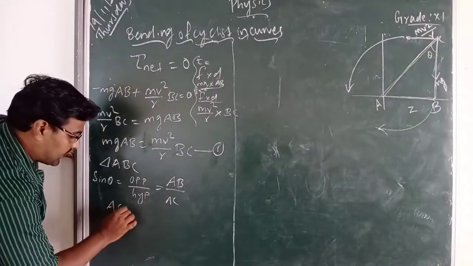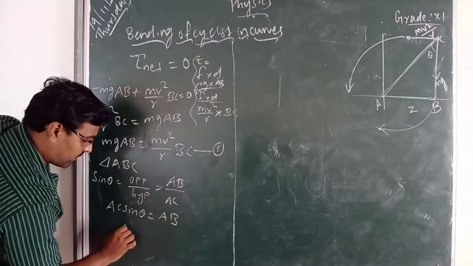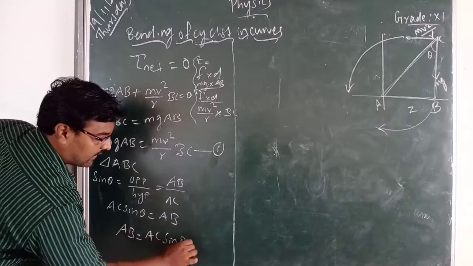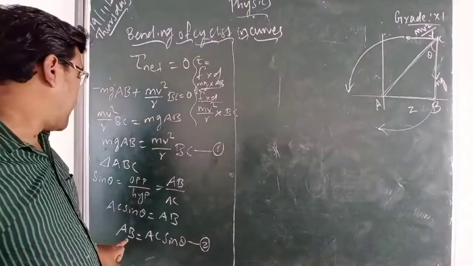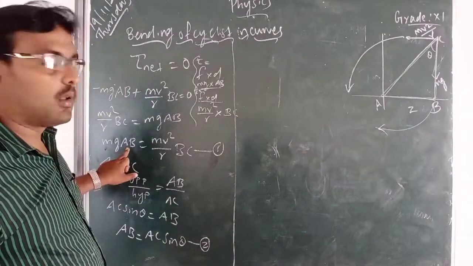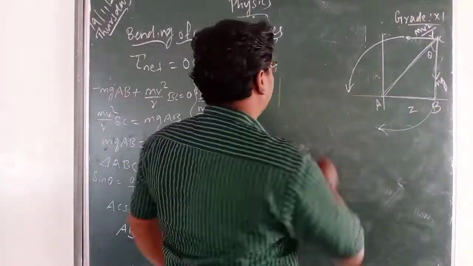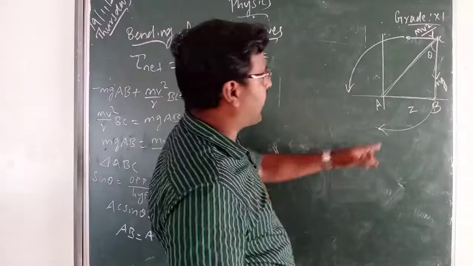So you can write AC sin theta equal to AB. So AB equals AC sin theta. This is equation number 2. So we have got AB. Now find out BC. For that you take cos theta in the same triangle ABC.